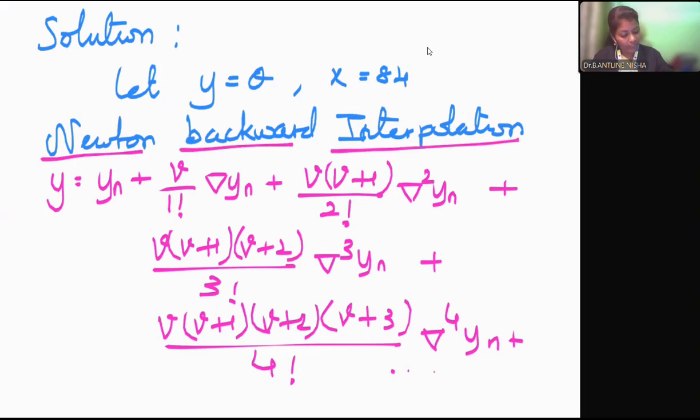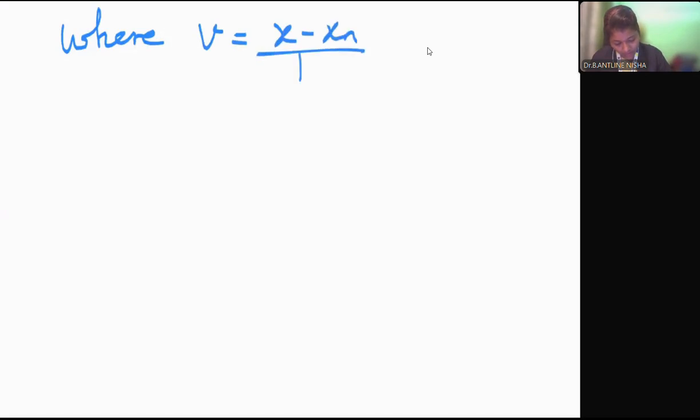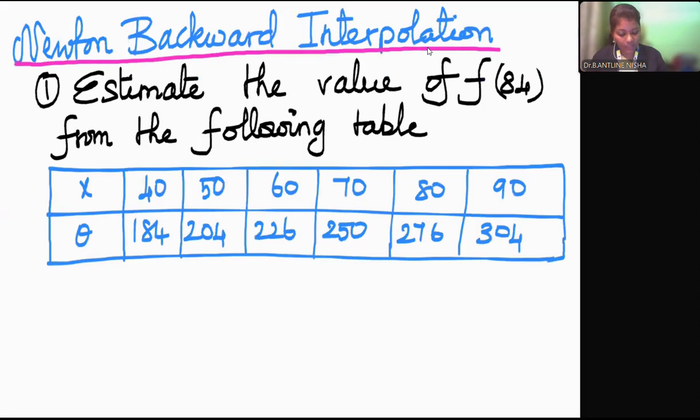So here we need to find v. Okay, so how can we find v? Where v is equal to x minus xn divided by h. Okay, so what is given? The x values are given. Let us go back to the question now. See, the interval between each x value was 10. So h is taken as 10.